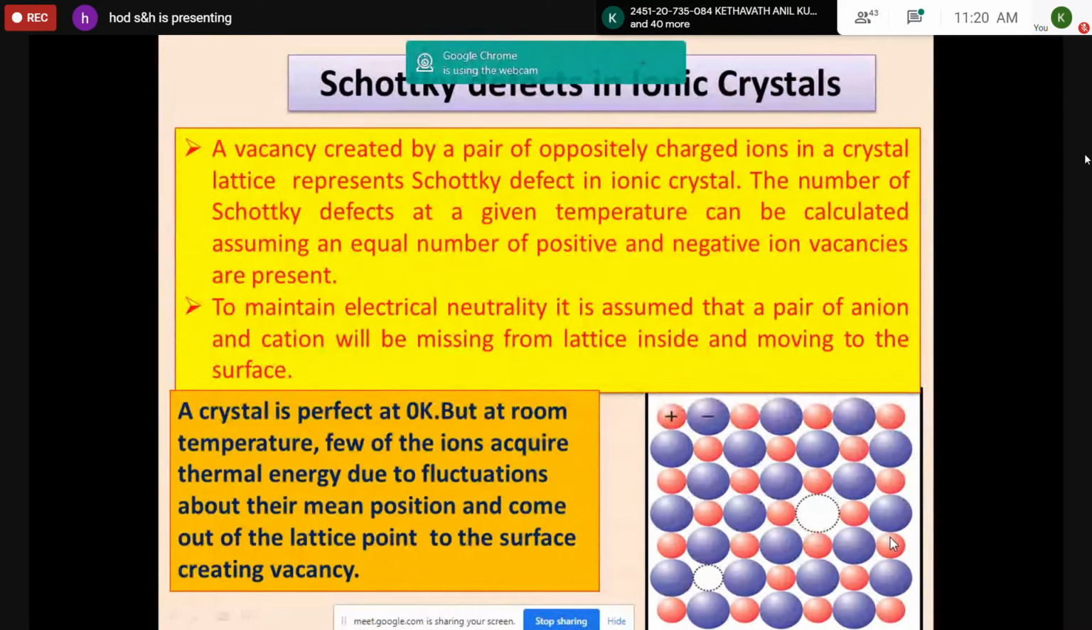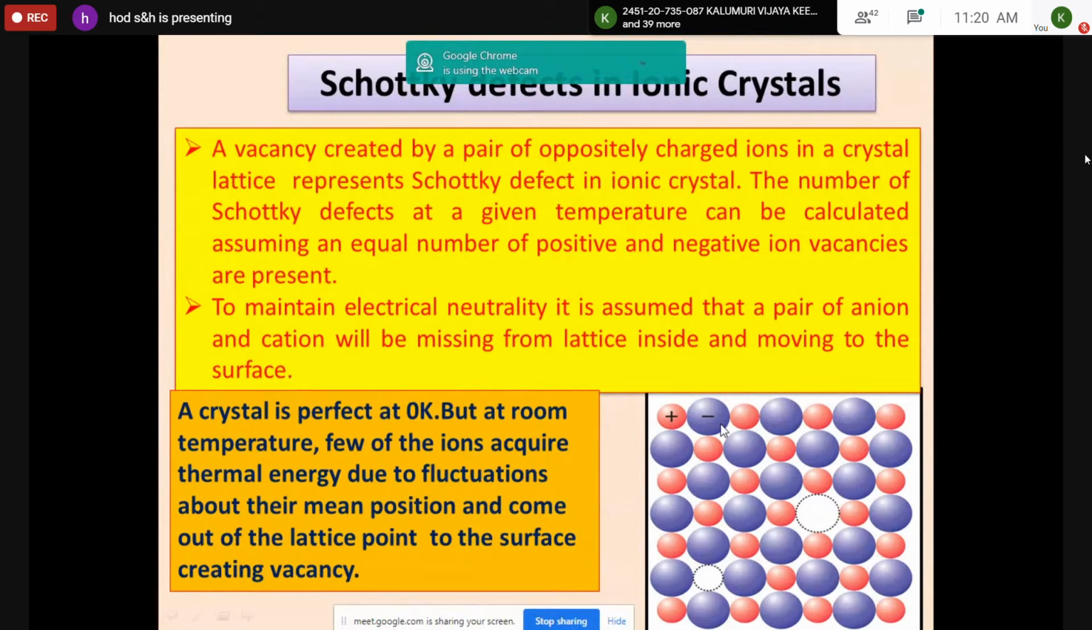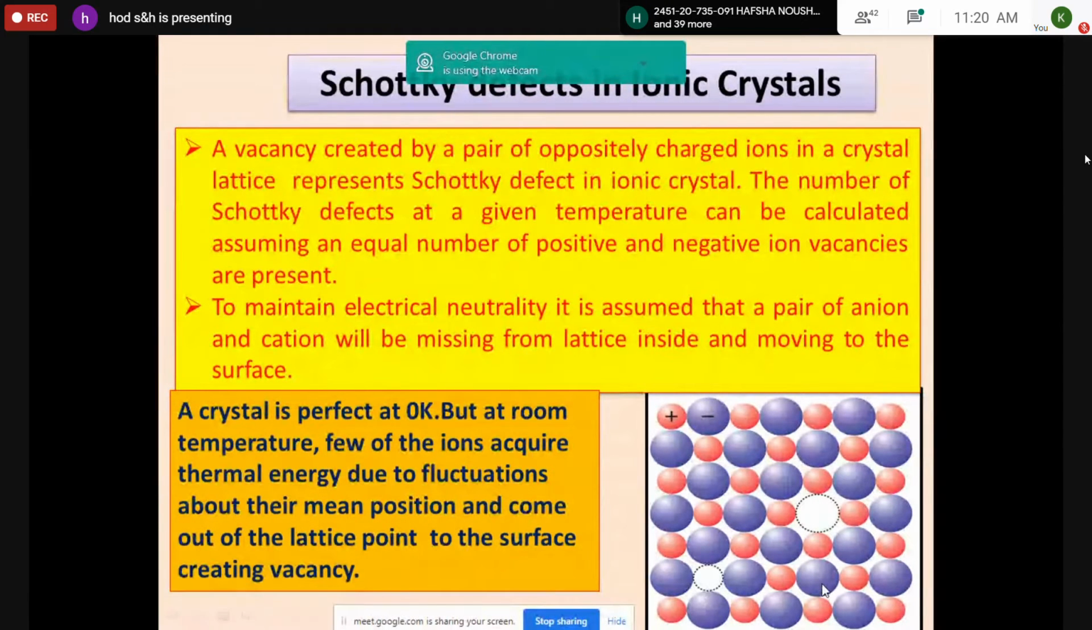You see here in this diagram a cation and an anion. The small one, this pink one, is a positive ion, the violet one is a negative ion, and there are two vacancies. Here a negative ion is missing, here a positive ion is missing, and these two are moving from inside the lattice to the surface of the crystal. So this creates a certain disorder in the ionic crystal, and these disorders, vacancies, are called Schottky defects.